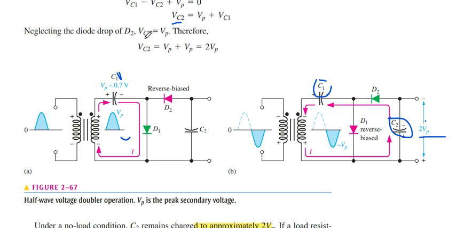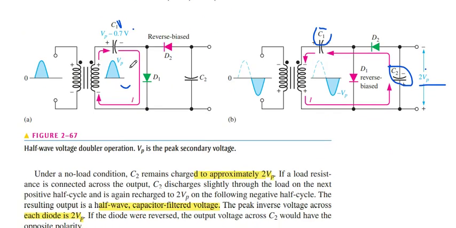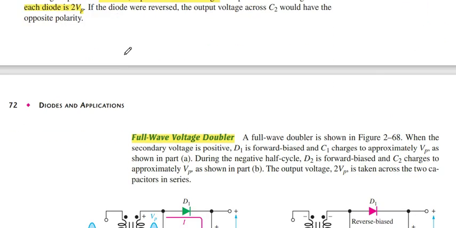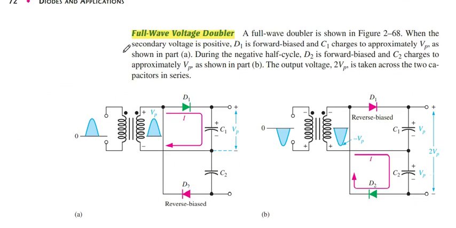You can see it as we add the voltage at C1, Vc1, which is equal to Vp. So if we put this value in this equation, we get 2Vp. This is the half wave voltage multiplier. Now the full wave voltage multiplier.